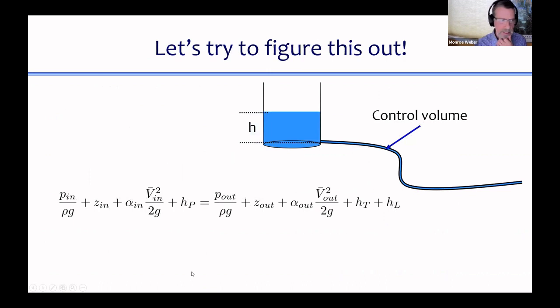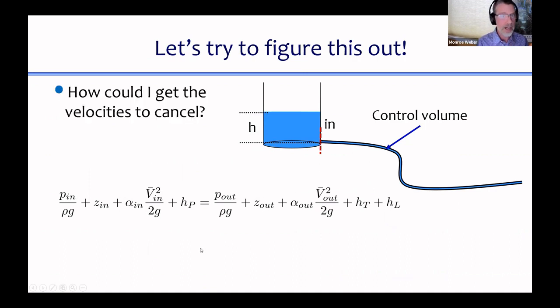And so let's look at this case where we're going to put a control surface for our control volume right at the beginning of the pipe, and another one somewhere where I'd like to get the velocities to cancel out. Because see the problem? I'd like to know what the velocity is through this pipe. I'd like to know what the flow rate is. So I need to know what the velocity is.